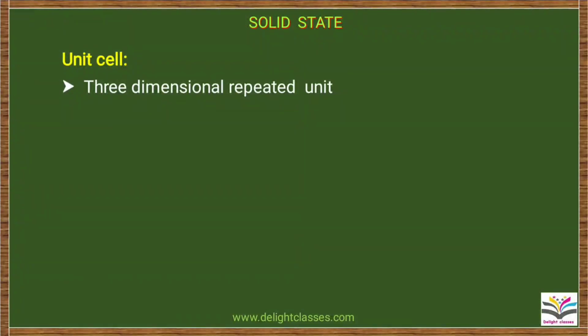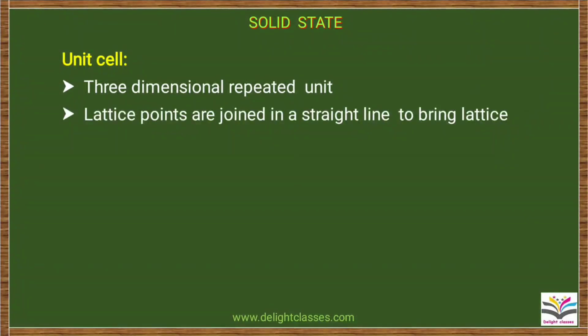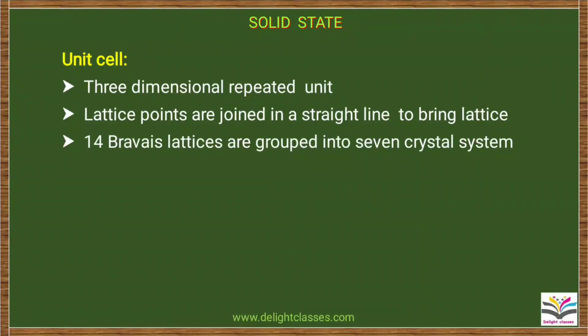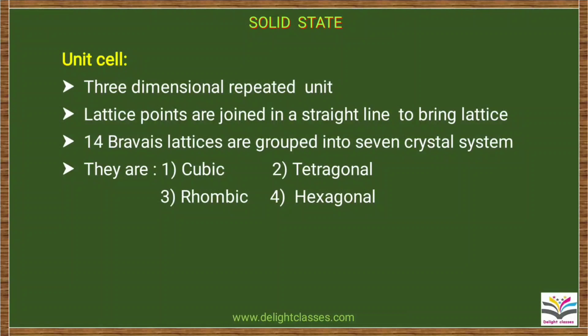Three-dimensional repeated unit is known as the unit cell. Lattice points are joined by straight lines to form the lattice. 14 Bravais lattices are grouped into 7 crystal systems. They are cubic, tetragonal, rhombic, hexagonal, trigonal, triclinic, and monoclinic.